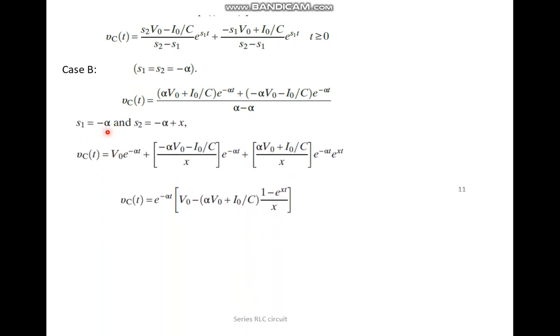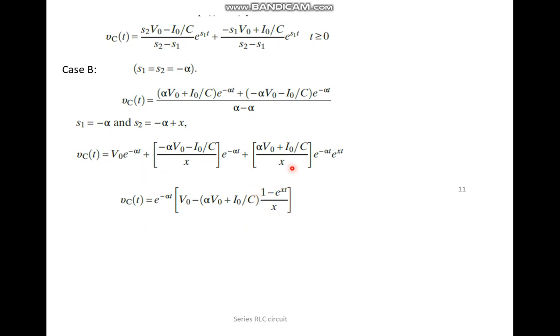In case B, when the two roots of the characteristic equation are equal and repeated, that is minus alpha, simply inserting the value of S1 and S2 equal to minus alpha generates an indeterminate form, that is 0 by 0 form, as is visible from this expression. In order to solve such a 0 by 0 form, we put S1 equal to minus alpha and S2 equal to minus alpha plus x, where limit x approaches 0. Then the expression for voltage across capacitor becomes this one, and after doing the mathematical manipulation we come across a closed form expression like this.